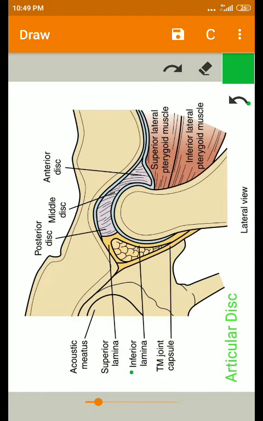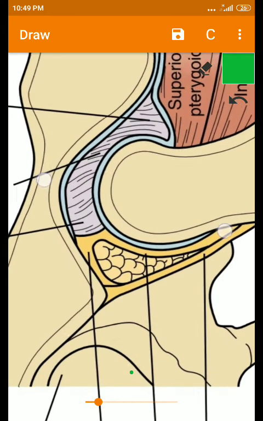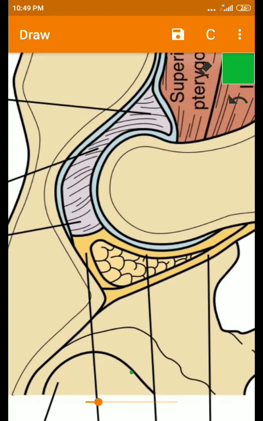Okay, and the inferior temporomandibular joint is formed by the mandibular condyle and the inferior surface of the articular disc. So the inferior temporomandibular joint is formed by the mandibular condyle as well as the inferior surface of the articular disc. So we know that this is the disc. Okay.